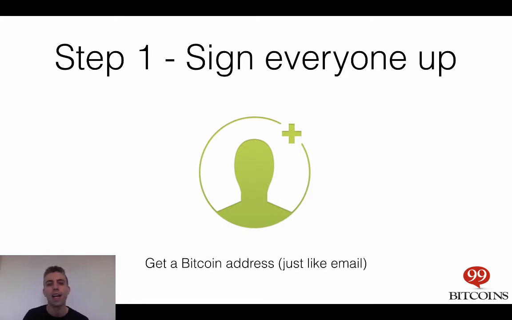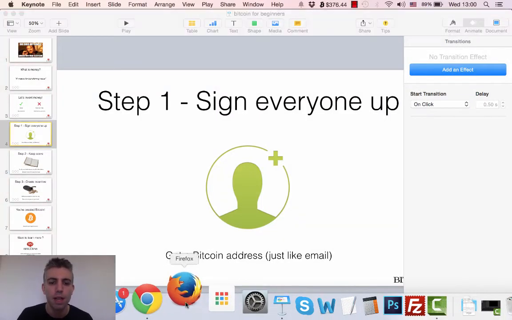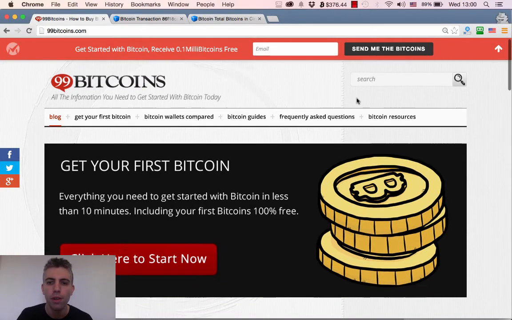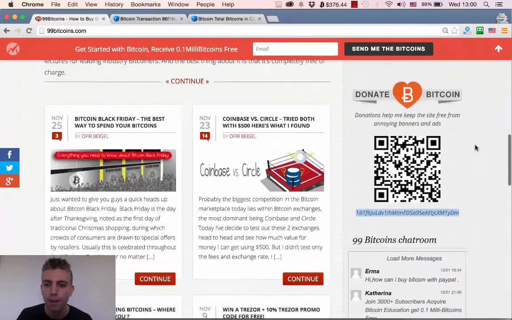So in this case, we're going to get everyone a Bitcoin address. I'm going to just use Bitcoin as an example here, but this could be any other sort of money you'd like. So we're going to get everybody a Bitcoin address, just like an email address. It's a unique identifier. And let me show you for a second what these addresses look like, because they're not very user-friendly. Like I said, Bitcoin is a bit of a technical issue. So, for example, if I go here, this is my website, by the way, 99 Bitcoins. We'll talk about it a bit later.